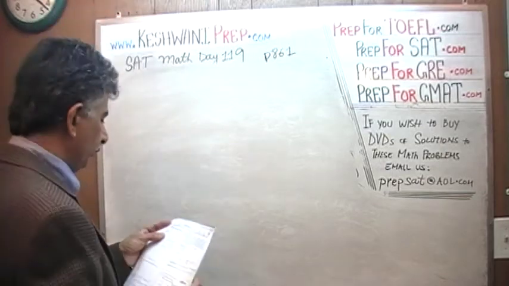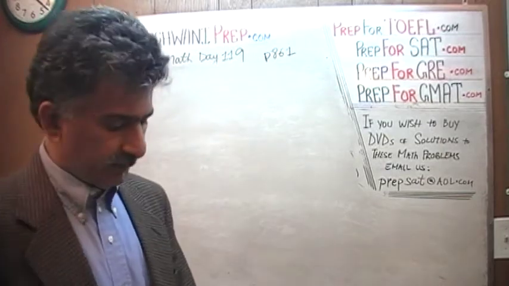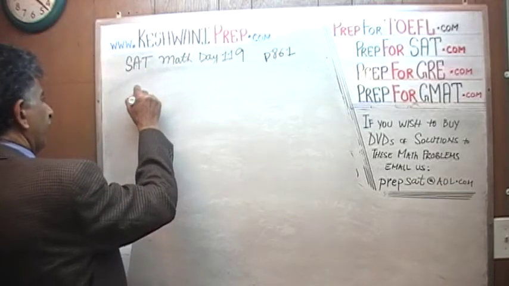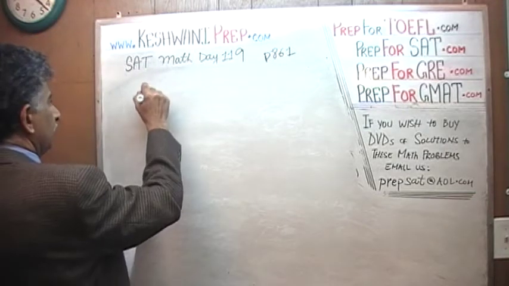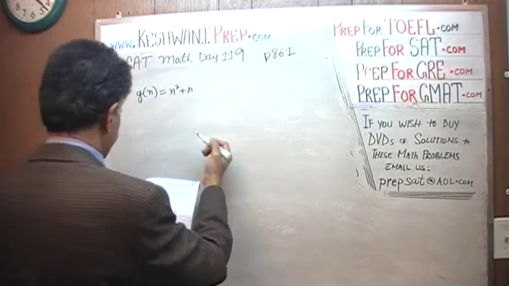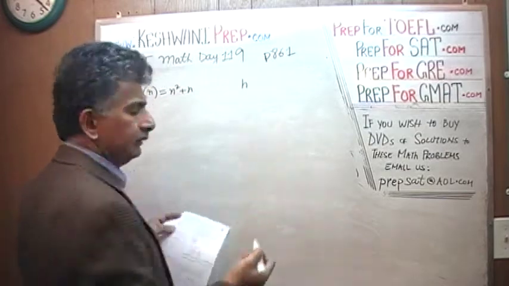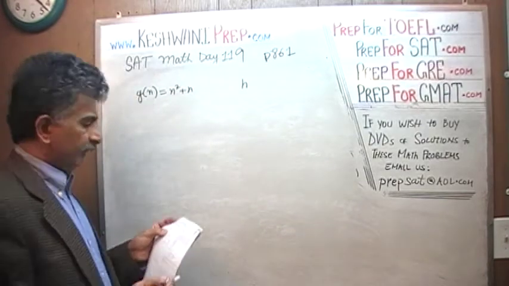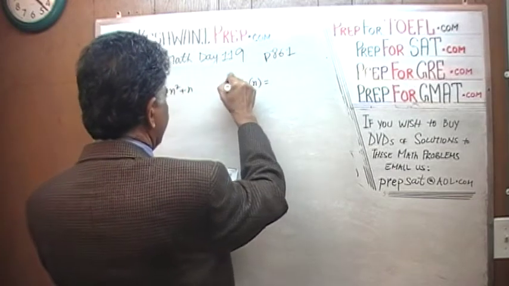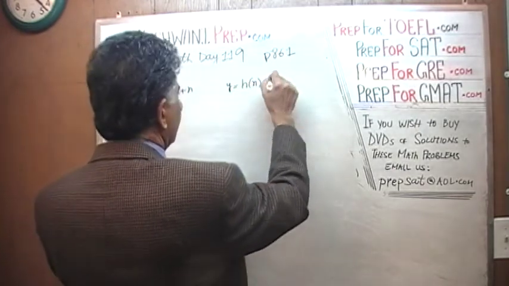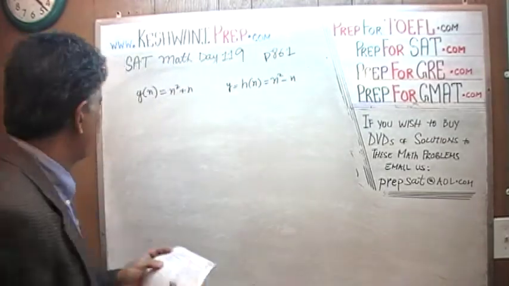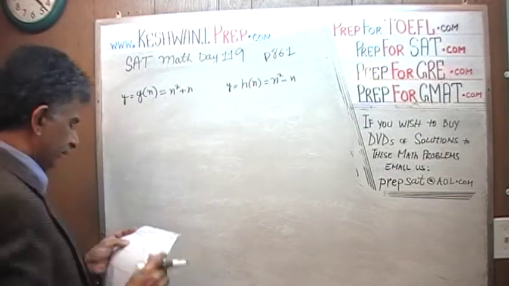We are given two functions. The name of the first function is g, which is a function of n, and we are told it equals n squared plus n. And the second one is called h. The name of the function is h, and it is the relationship between the y, the independent variable, and n is n squared minus n. Same thing here. This is our y coordinate, obviously.